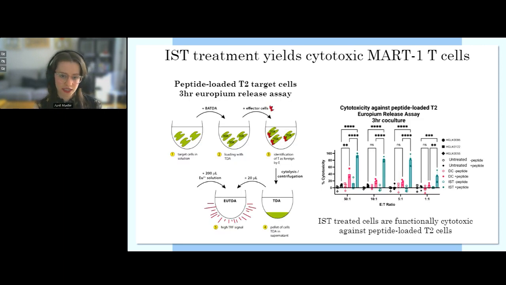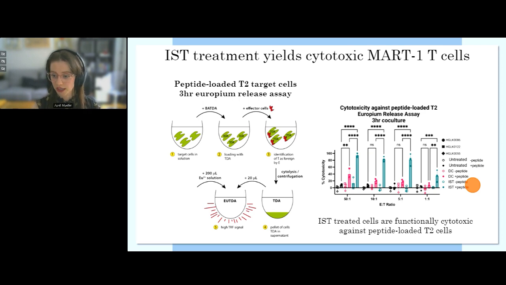So next I wanted to see if these cells were actually functional. Sure, we can expand them, but can they kill their target? In order to assess the cytotoxicity of these samples, I ran a europium release assay, which treats peptide-loaded T2 target cells with a molecule that fluoresces upon lysis, enabling us to measure killing through measuring levels of fluorescence. Here you can see the different samples that I tested. In black, we have untreated samples, so cells that have not seen any sort of antigen-presenting cell. In pink, I have cells that saw dendritic cells, and in green, I have cells that saw the IST.